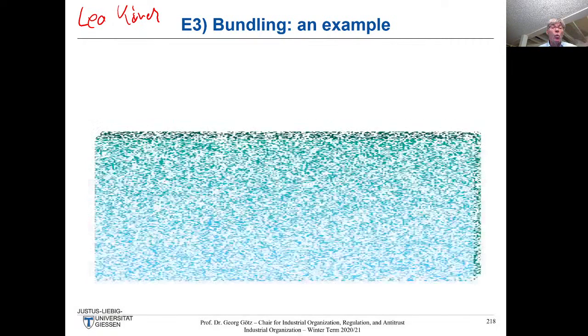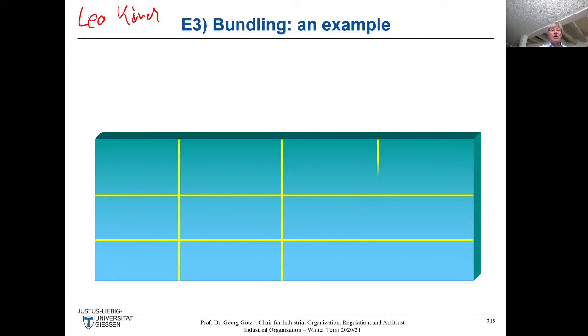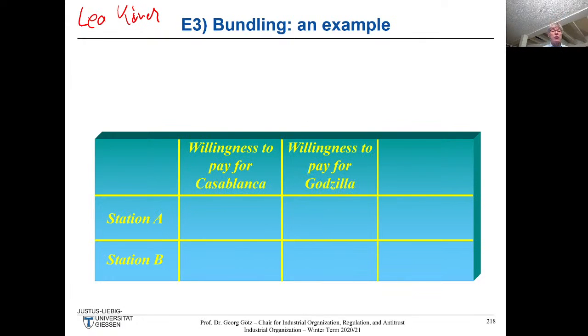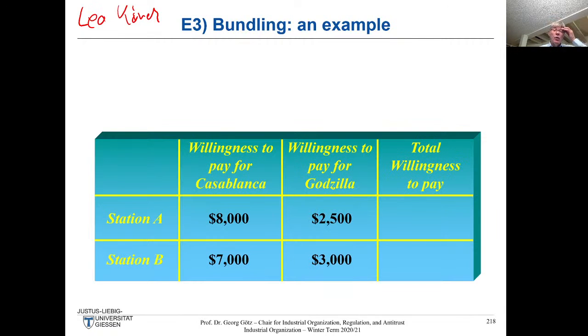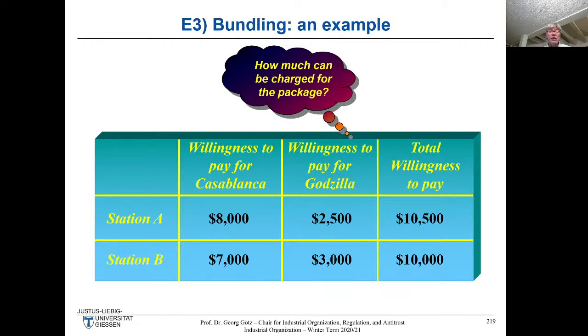Now, why is it a good idea to sell bundles here? So suppose you bundle them. What is the total willingness to pay of Arte for this bundle of 2 films? It would be 10,500. What is the total willingness to pay of Station B, Tele 5, for these 2 movies? It would be 10,000. So the aggregate willingness for the 2 gives a higher profit, as there is this negative correlation between the willingness to pay for the 2 different products.